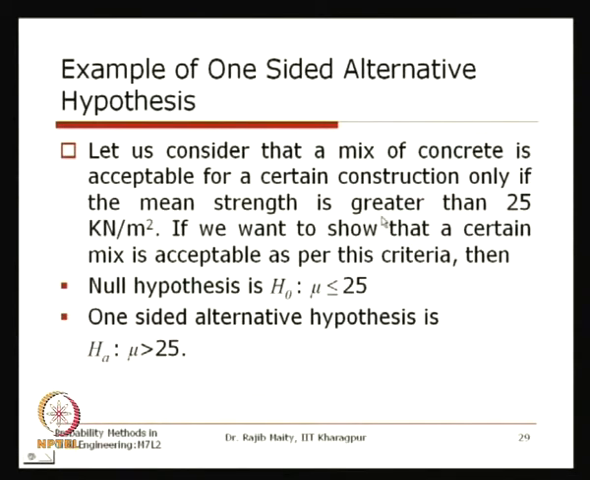If it is written that it is greater than or equal to 25 kilonewton per meter square, then in this one sided alternative hypothesis we put the equality sign, that is mu greater than or equal to 25, and in the null hypothesis we write that mu is less than 25. So, depending on the statement that we are trying to test, that will be exactly written in the alternative hypothesis.